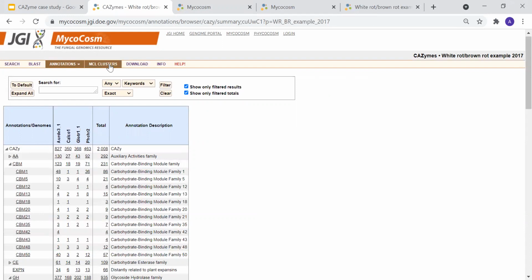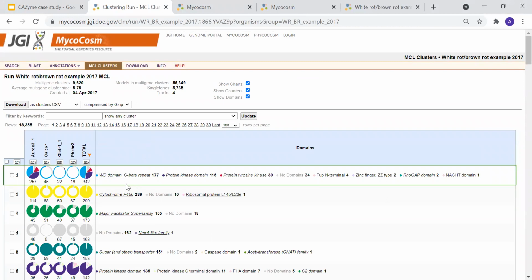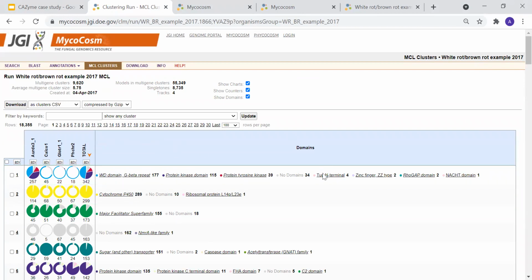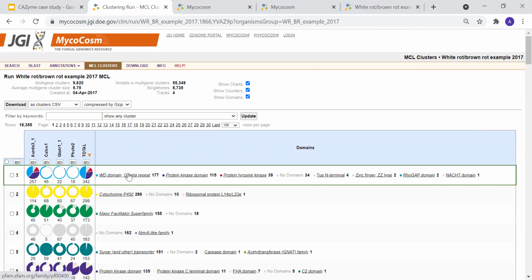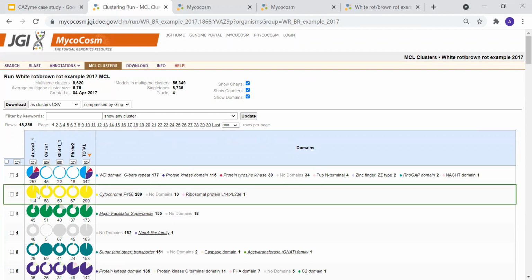So that takes us to the MCL clusters page, right over here. The MCL clusters page shows us the result of protein clustering that is depicted right over here. We can basically compare protein sequences with each other and group them into bins of similar sequences called clusters or protein families. The colors show proportion of domains found in that cluster, so blue, and also the thickness of the donut shows abundance of that domain relative to the largest full circle, for example, right over here.